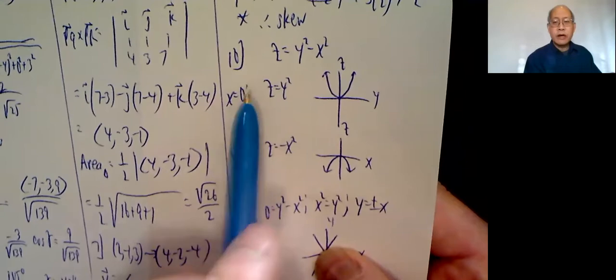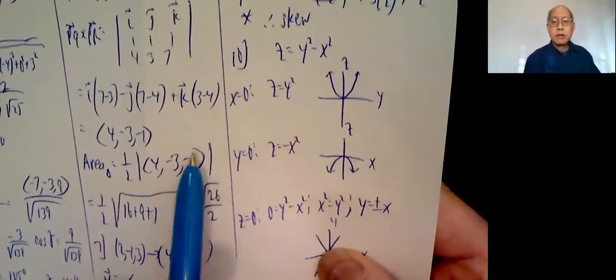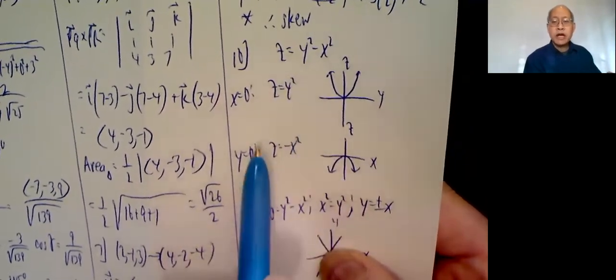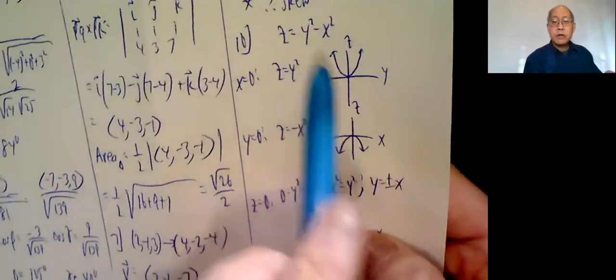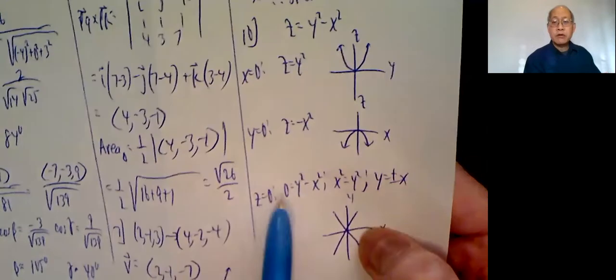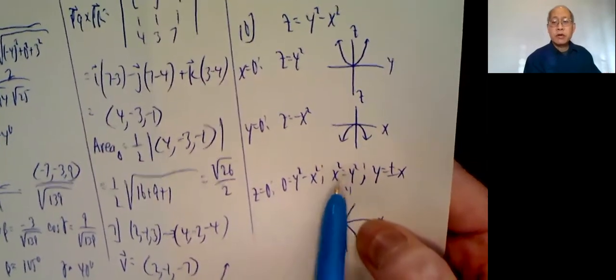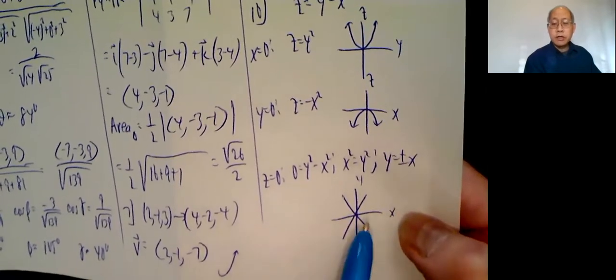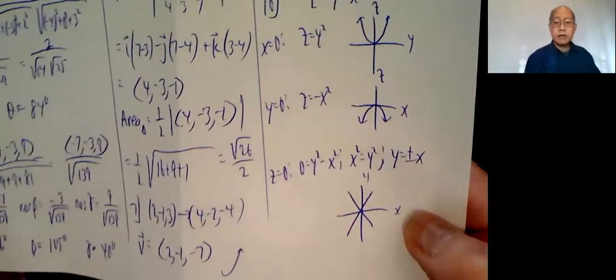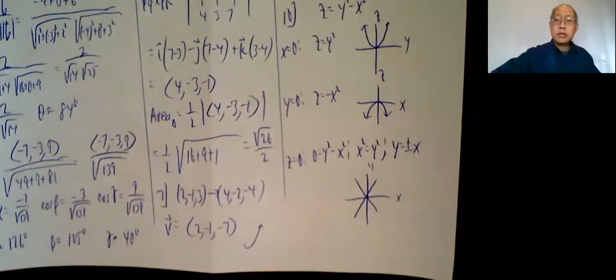And finally, number 10, x equals 0, z equals y squared. That's like what used to be y equals x squared, parabola opening up. y equals 0, z equals -x squared, parabola opening down. z equals 0, then I get y squared minus x squared equals 0, x squared equals y squared, y is plus or minus x, and so you have lines going through the origin, slope of 1 and -1. And there we go. Okay, so this is the solution key to Calc 3, exam number 1.